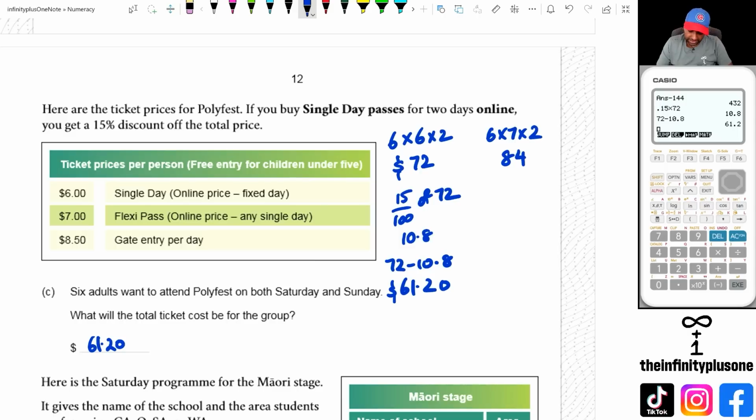Or if they have gate entry per day, if they arrive at the gate, then that'll be 6 times 850 times 2. That's 17 times 6. What do we got? 17 times 6. That's going to be $102. So in the answer schedule, they say that exceptions is that they do accept answer of $84 and $102. But yeah, it doesn't say anything about giving the cheapest option or anything like that.